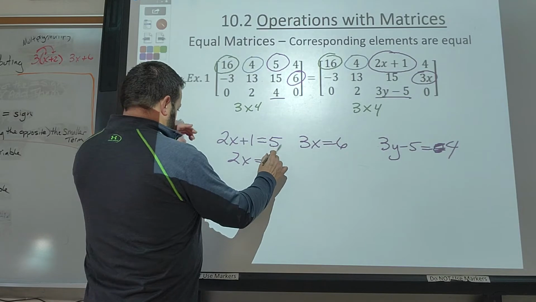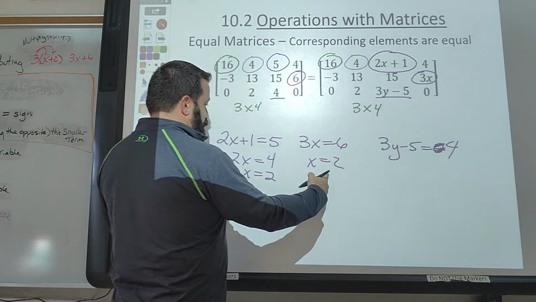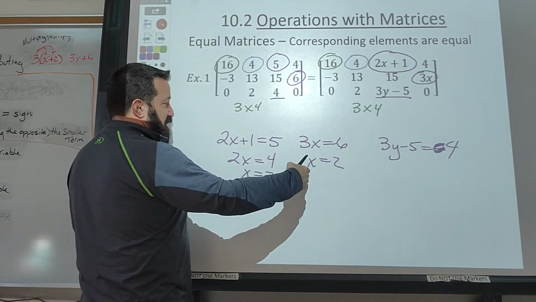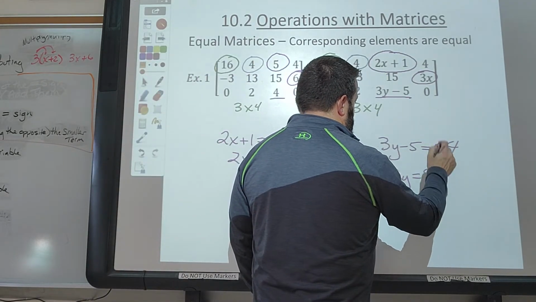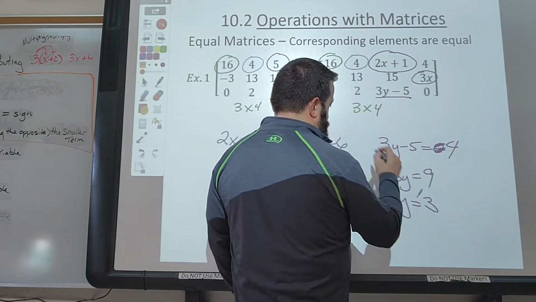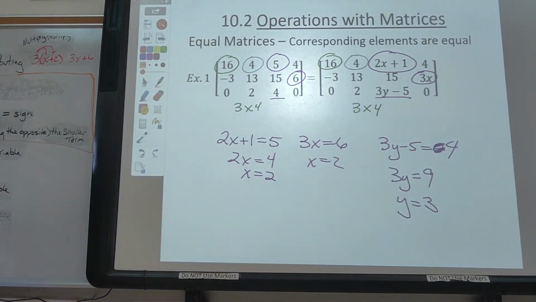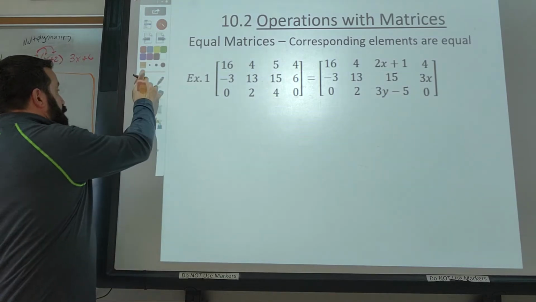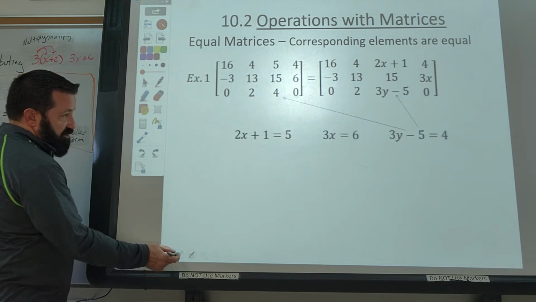2x is equal to 4, x is equal to 2. Solve this one, you get x equals 2 as well. As I said before, those should be the same value either way. This one, 3y is equal to 9, now that I have it correct, equal to the correct value over there, and y is equal to 3. Okay? So this is one type of operation that you might see with matrices, where you have 2 matrices that are equal to each other.